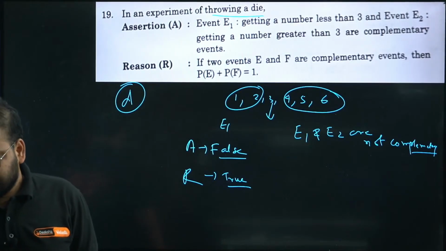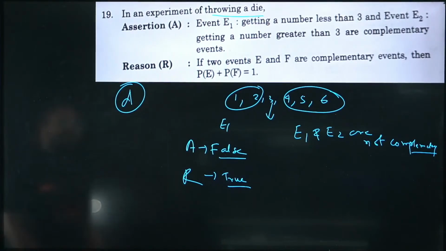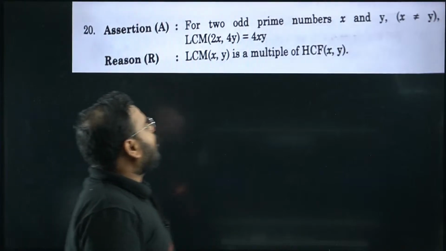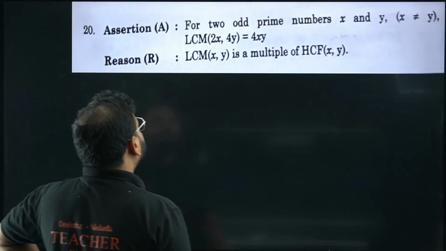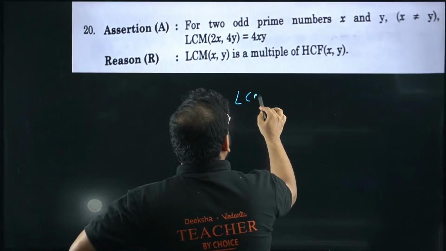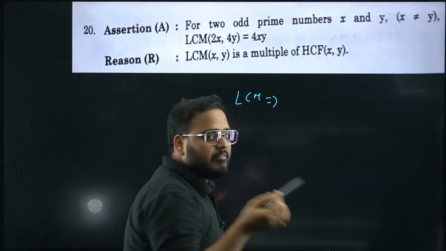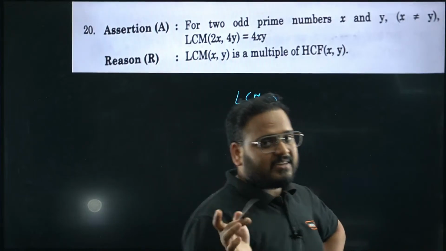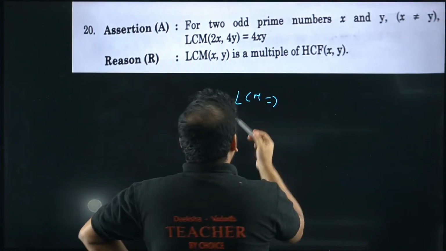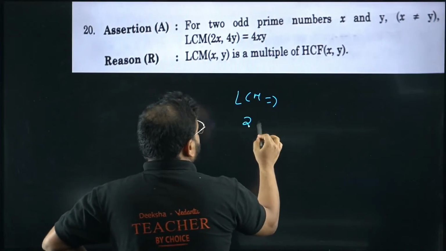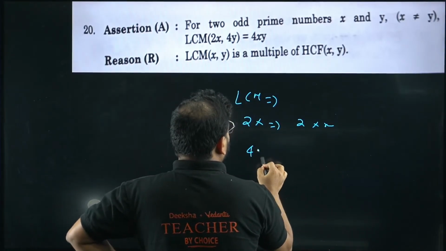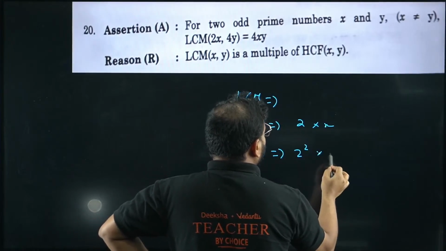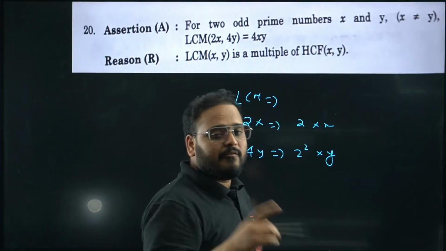Question number 20. Assertion is for two odd prime numbers x and y, we have LCM as 4xy. Correct, no? LCM will be what? Remember this? We have learned it in our sessions. So all factors with the highest power. So write the numbers. We have 2x, so it will become 2 times x. And for 4y we have 2 square times y. I said all factors with highest power.